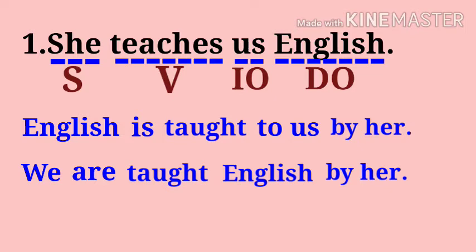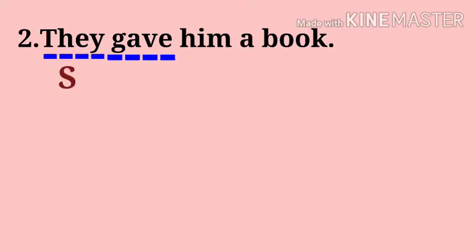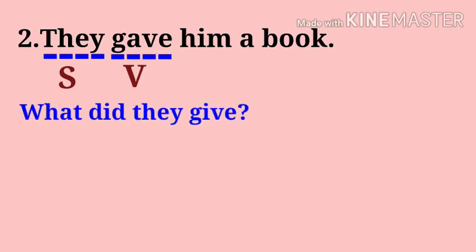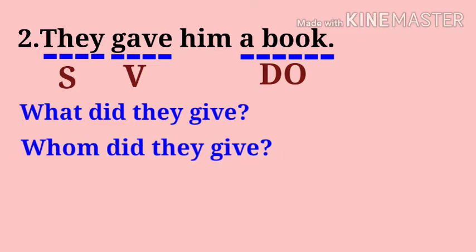Okay, now see the next sentence. They gave him a book. In this sentence also two objects are there. See, they is the subject, gave is the verb here. Now ask the question, what did they give? And you will get the answer, a book. So a book is your direct object. And see the question, whom did they give? You will get the answer, him. Understand? So him is here the indirect object.